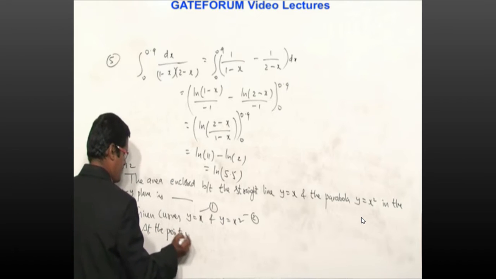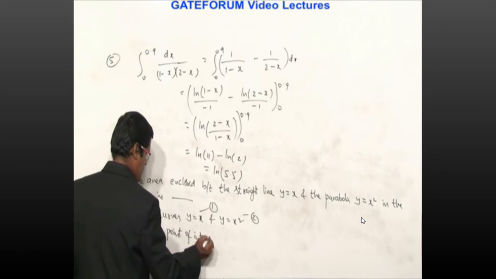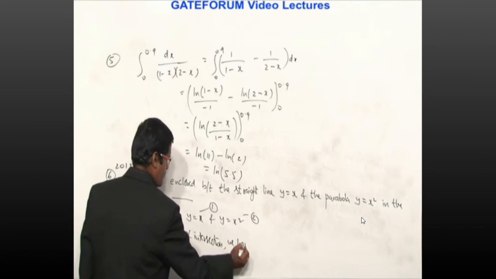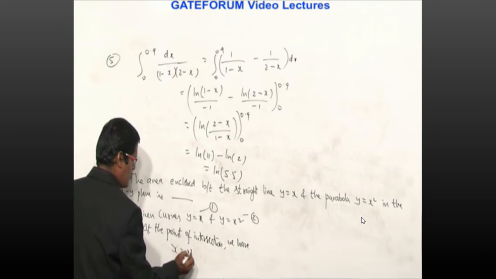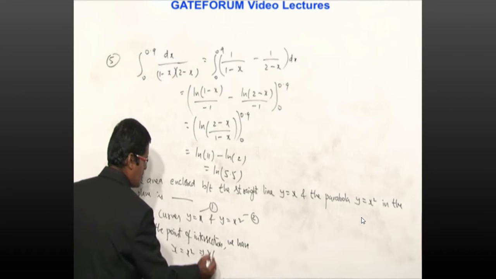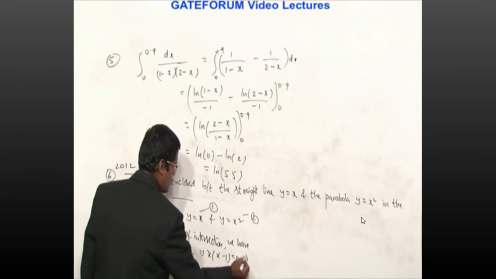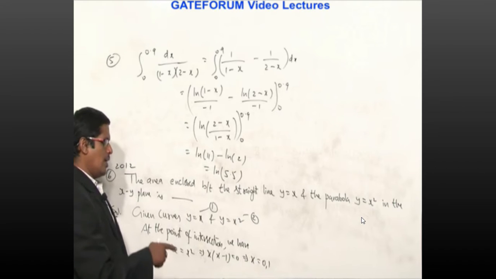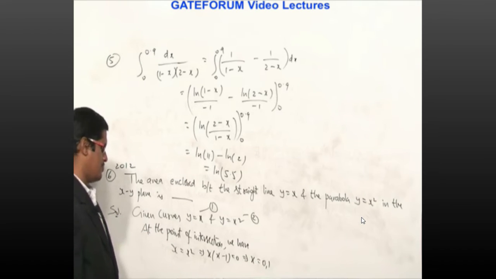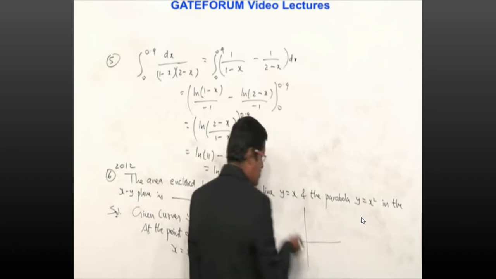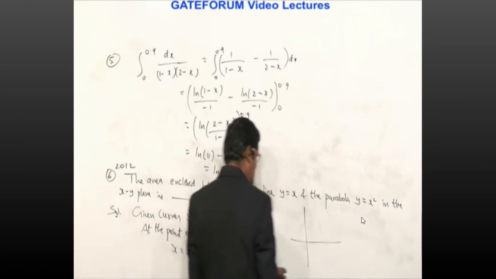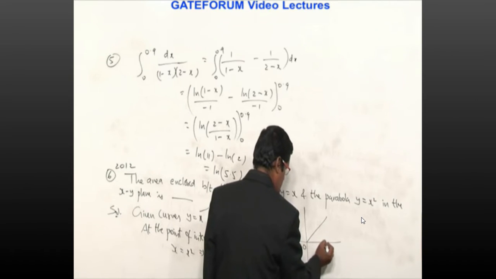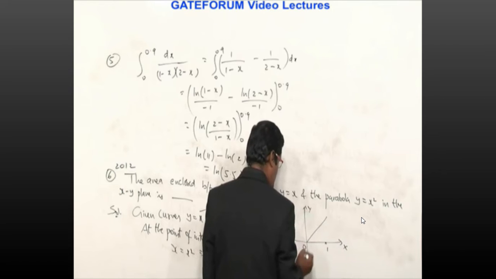Anyhow, solving at the point of intersection, we have x is equal to x square. Both y's are equal on the left side. So this simplifies to x into (x minus 1) is equal to 0, which implies x equal to 0, 1. So at (0,0) and at (1,1). Okay, these are the points of intersection. So now you say without a diagram also we can do the answer. So y is equal to x and y is equal to x square between 0 to 1. This is 1, this is the x axis, this is the y axis.